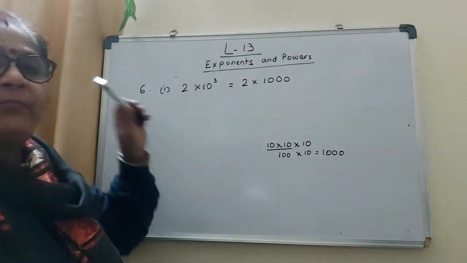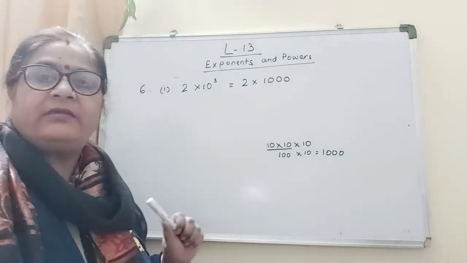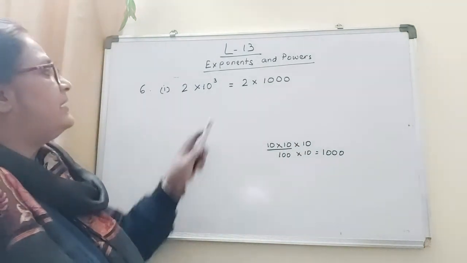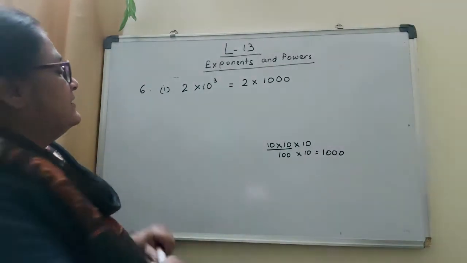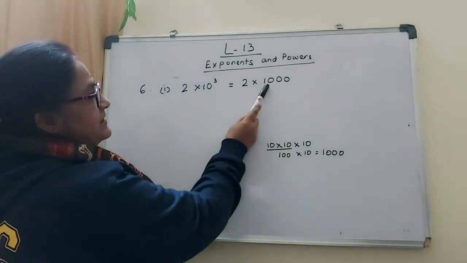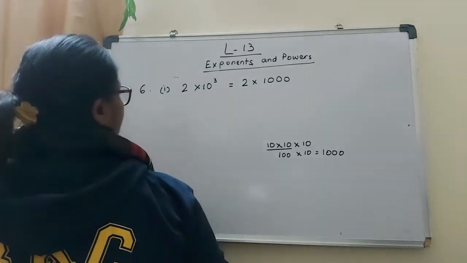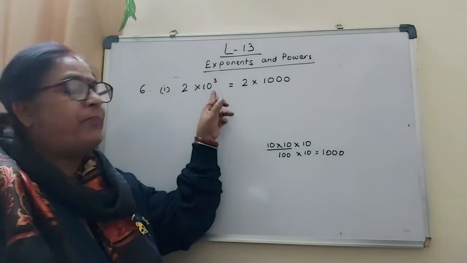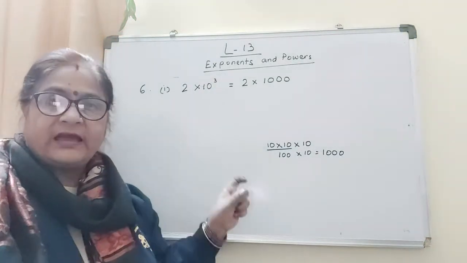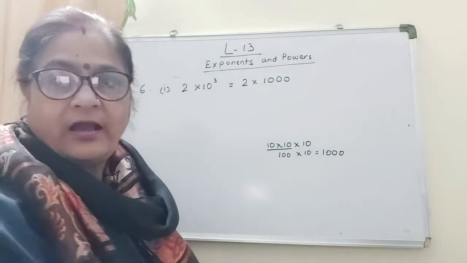So whatever the power of 10, that many zeros will be there in your answer. That is how I wrote 1000 here. Power of 10, you have 3 here. That means here you are going to have 3 zeros. So whatever the power of 10 is, that many zeros you will have in your answer.